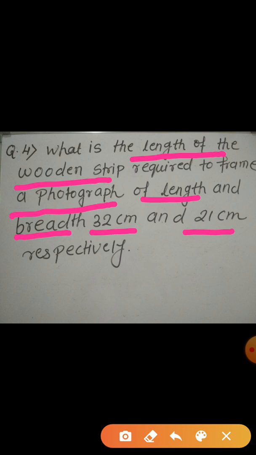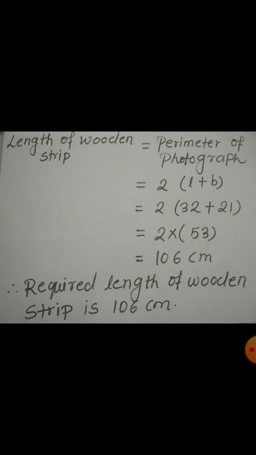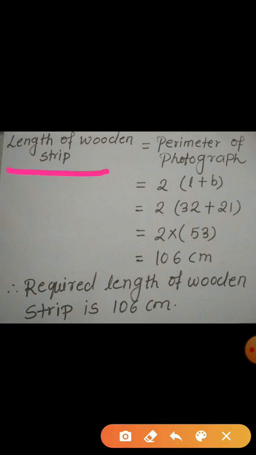As we know that we are always framing a photograph from the outer side, right? And the outer boundary of any shape is called the perimeter. So how much length of wooden strip do we require to frame a photograph? Same as the perimeter of the photograph. So here you can see that I have written: length of wooden strip is same as perimeter of photograph.